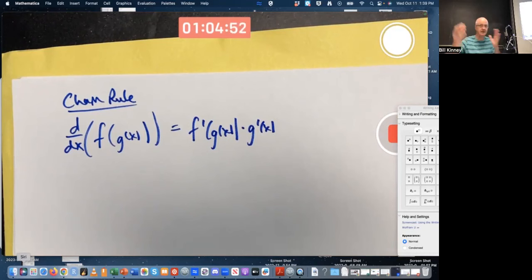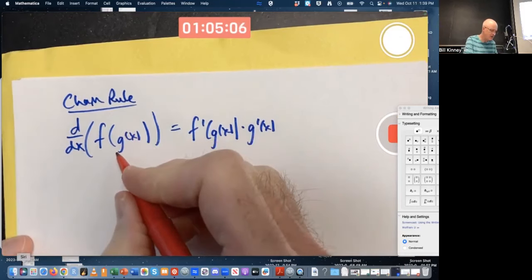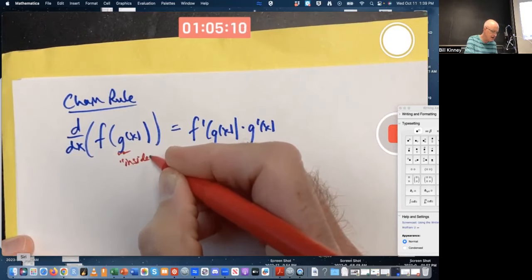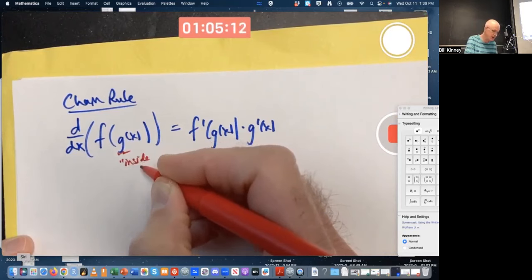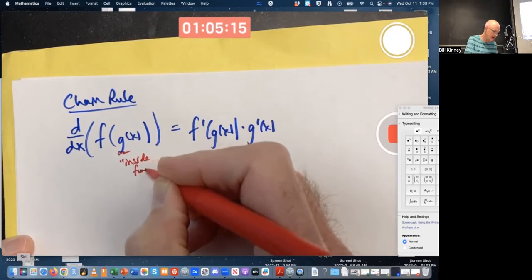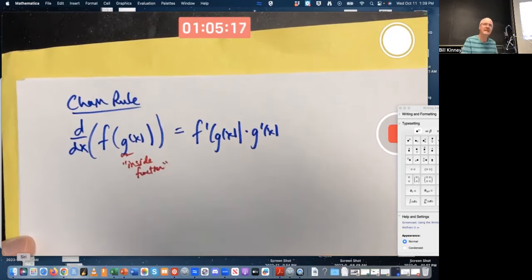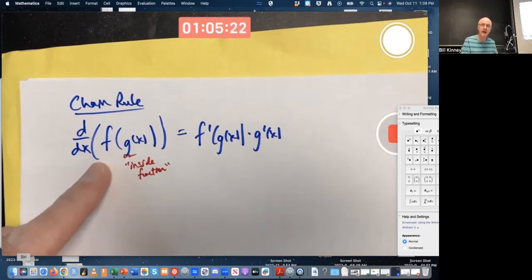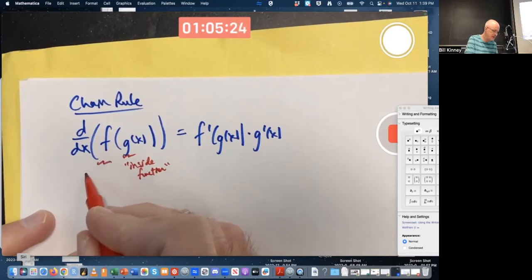Yes, it's mysterious. Yes, the quotient rule is mysterious. Product rule is a little less mystery to it, because we went through a derivation, not a full proof, but a derivation. How do you think about this one? You think of g as being the so-called inside function, because it's inside of f, so to speak. The inner function for the function composition is being plugged into f. And f is the outside function.